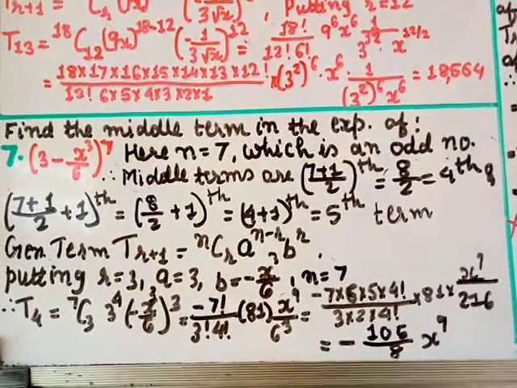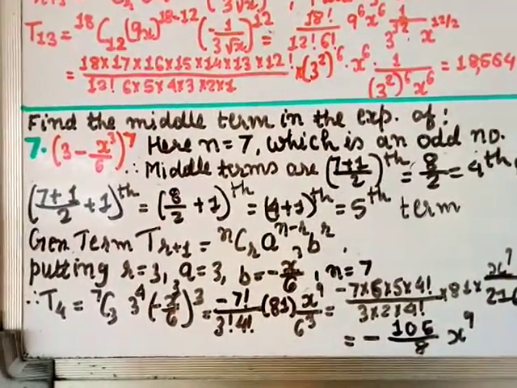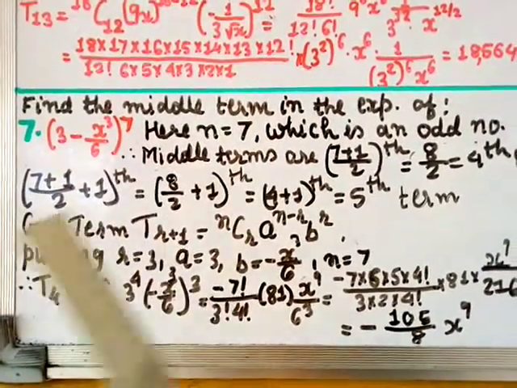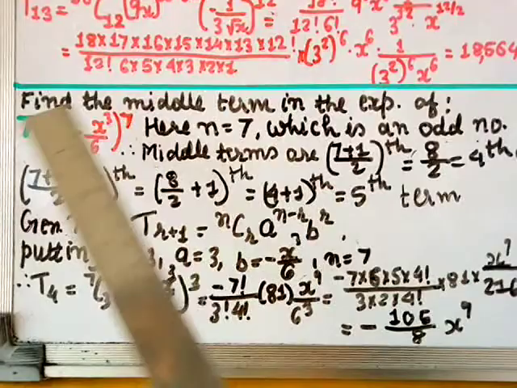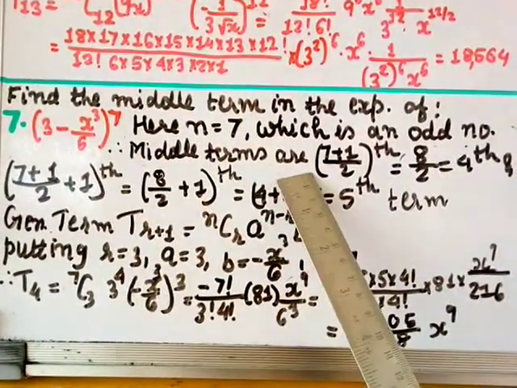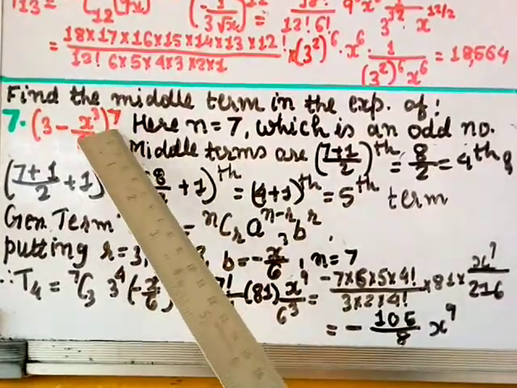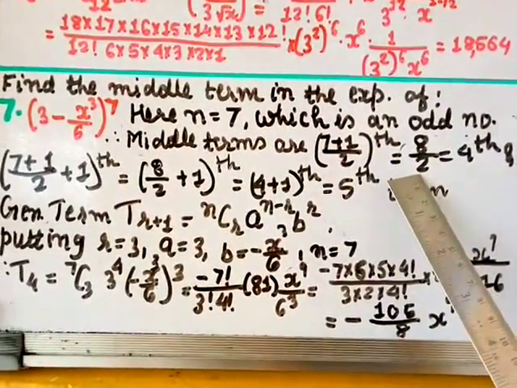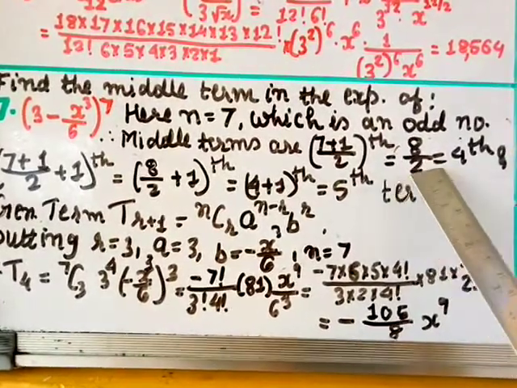Find the middle term in the expansion of (3 − x³/6) to the power 7. Here n is equal to 7, which is an odd number. Therefore the middle terms are given by (7 + 1)/2, that is 8 by 2, which gives the fourth term.